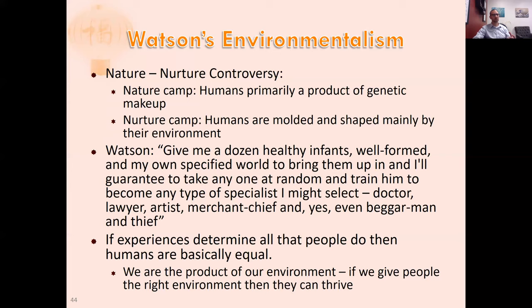He writes, "Give me a dozen healthy infants, well-formed, and my own specified world to bring them up in, and I'll guarantee to take anyone at random and train him to become any type of specialist I might select. Doctor, lawyer, artist, merchant chief, and yes, even beggarman and thief." So if you really read into that quote, what is it saying?